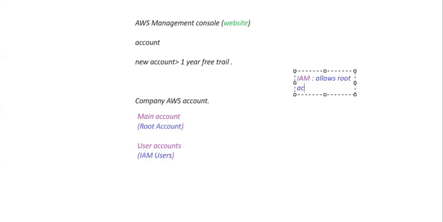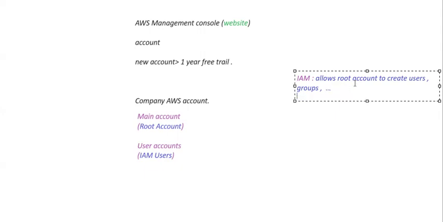This allows the root account, the main account, to create users. It also allows you to create groups, and permissions and policies to manage the account. That means, what does this IAM service allow in AWS? To manage the identity.